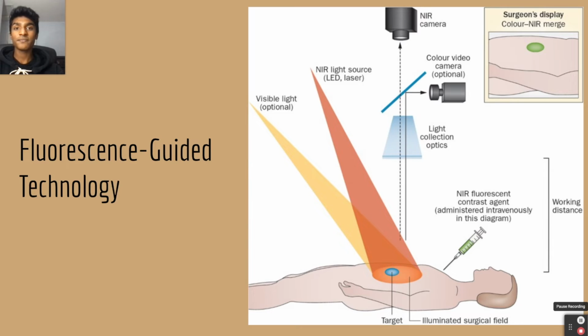In this diagram, we can see how the visible light is being shone onto the target along with the LED. This is done after the contrast agent, also known as the dye, is injected into the patient's bloodstream. We can also see how there's a camera pointed downwards, taking real life footage of the procedure that is being done.